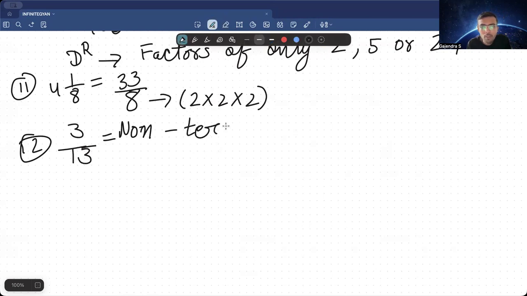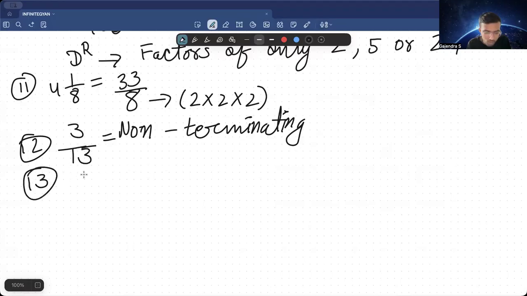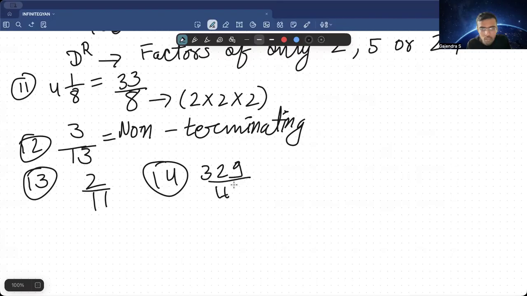Non-terminating, I'll write. Correct. Now next, question number 13. If I have something like 2 by 11, then again non-terminating. Good. And sorry, the 14th one. Now 14 says 3 divided by 400. So will this decimal expansion be terminating or non-terminating? Yes, exactly. It will be terminating because it contains factors of only 2 or 5. That's fine, right? So again, terminating decimal expansion.